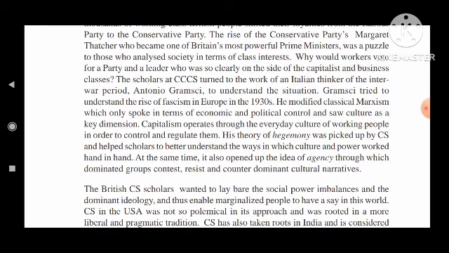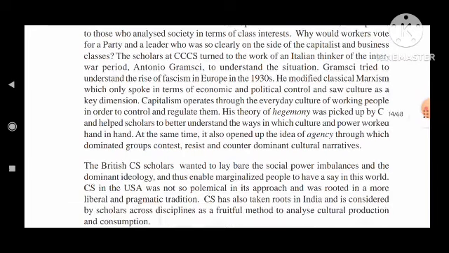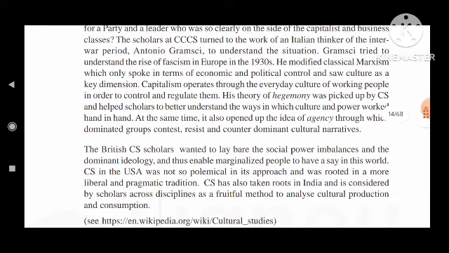Why would workers vote for a party and a leader who was so clearly on the side of the capitalist and business classes? The scholars at the CCCS turned to the work of an Italian thinker of the interwar period, Antonio Gramsci, to understand the situation. Gramsci tried to understand the rise of fascism in Europe in the 1930s.